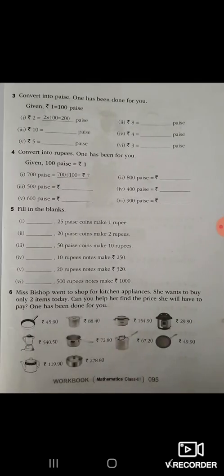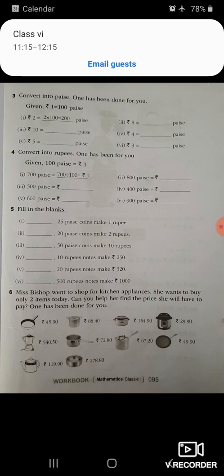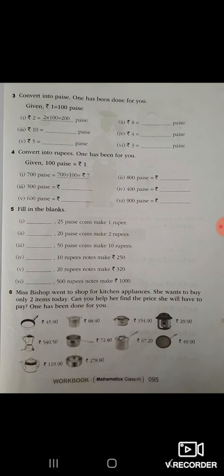Then convert into paise. One has been done for you. In the given, 1 rupee equal to 100 paise. So 2 rupees equal to 200 paise. Then 3 equal to 300. Then 10 rupees equal to 1000 paise. 5 rupees equal to 500 paise. 8 rupees equal to 800 paise. 4 rupees equal to 400 paise. 3 rupees equal to 300 paise.